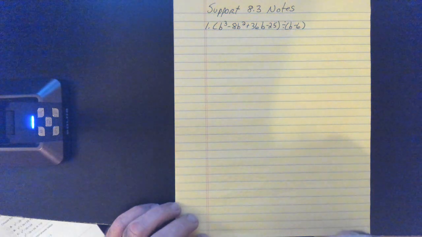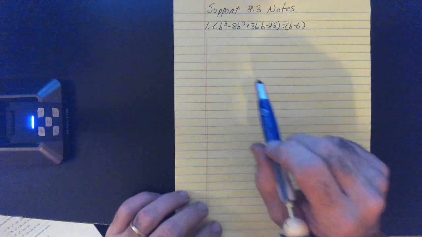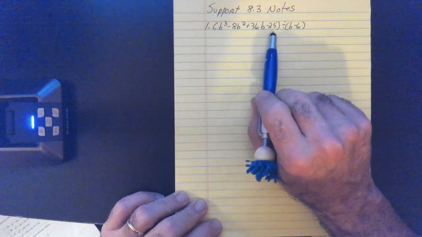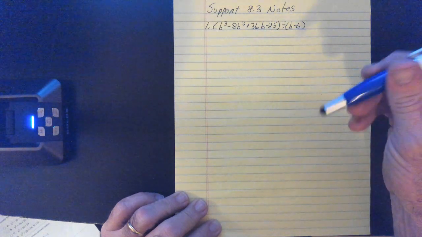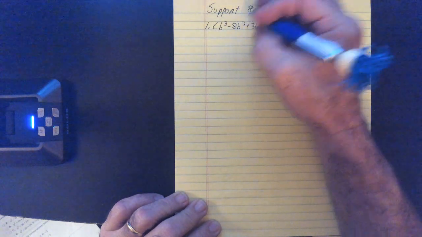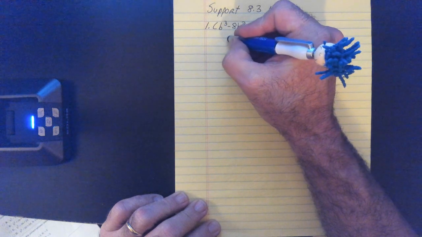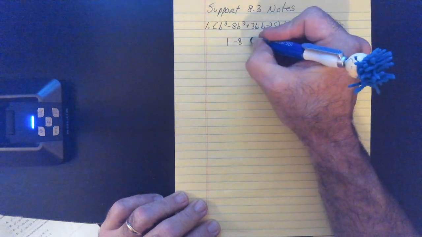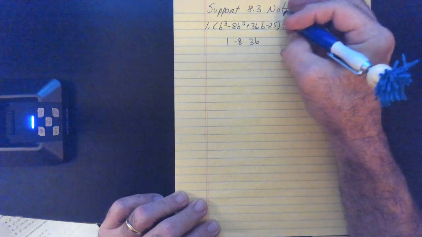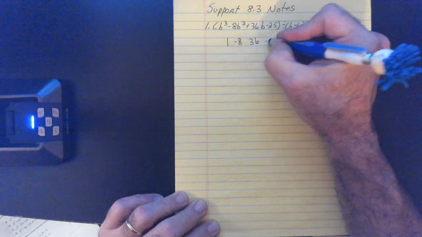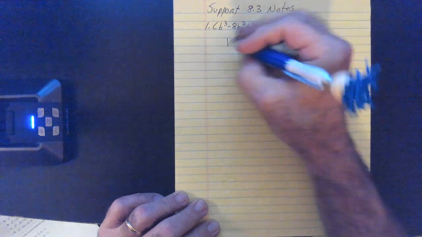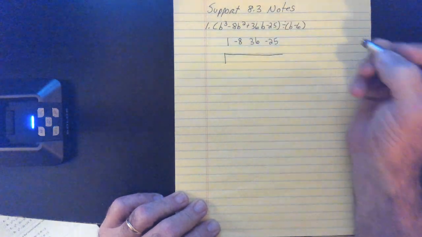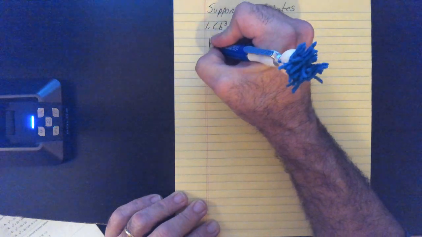Alright, section 8.3 notes. So this is synthetic division. What we want to do is write down the coefficients that we're using. Okay? So I got a 1, a -8, a 36, and a -25. Then down here below it, I'm going to draw a little box, and then another little box right here.